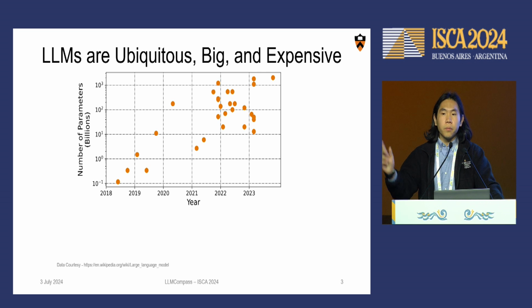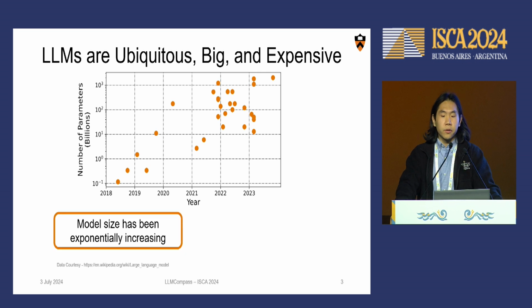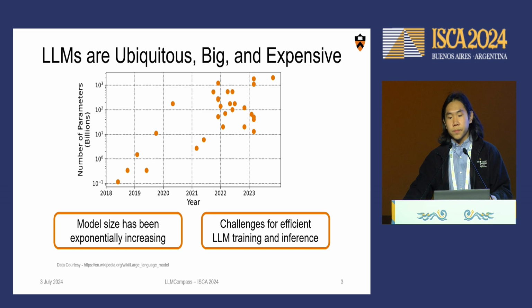Let's begin. As we have seen many times by now, large language models are ubiquitous and have presented new research challenges spanning computer science as well as society. One unique aspect of these LLMs is their sheer size. It's not uncommon for models today to have billions to trillions of parameters, and model sizes have been exponentially increasing. This has led to major challenges for efficient LLM training and inference.